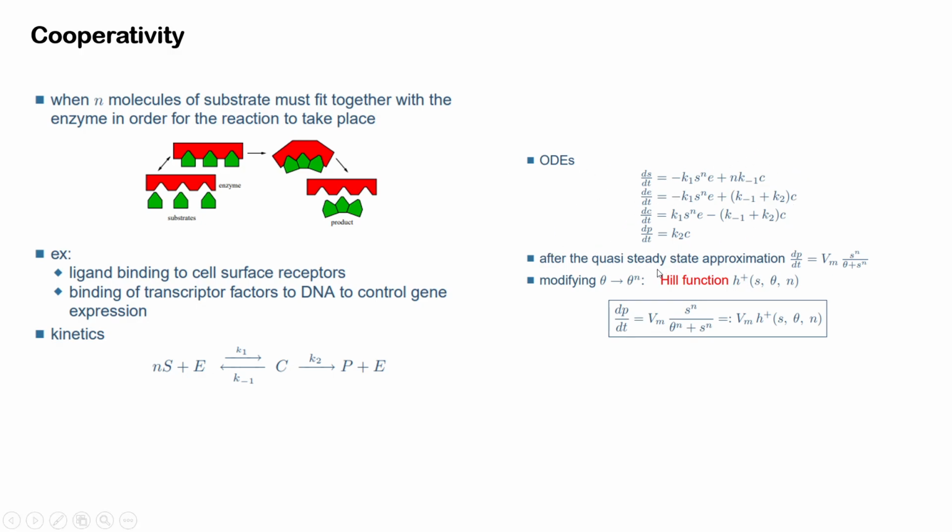And after this quasi steady state approximation, for the rate of product formation, you get an equation like this: Vm into s to the power n by theta plus s to the power n. The theta is your parameter.